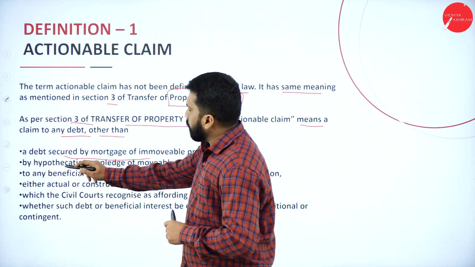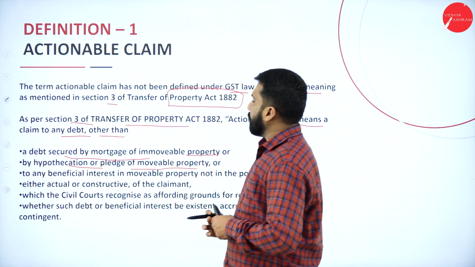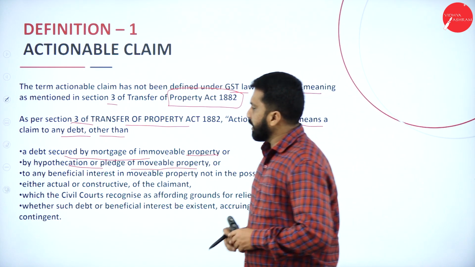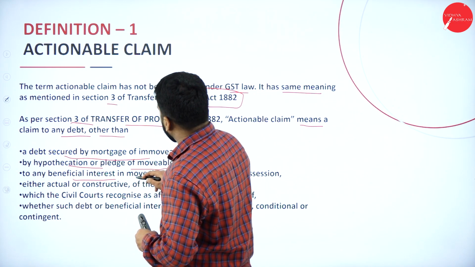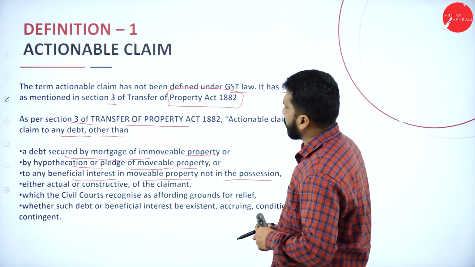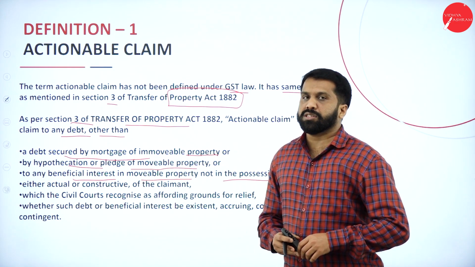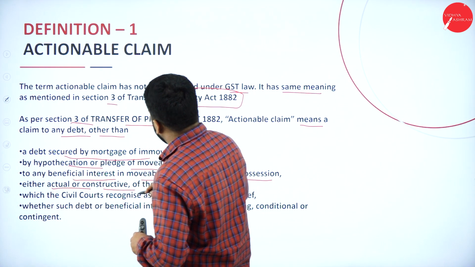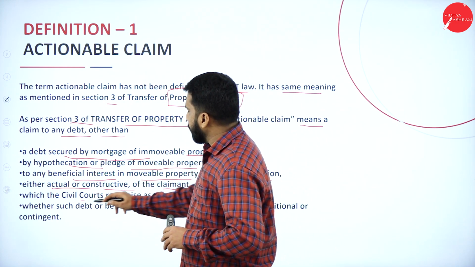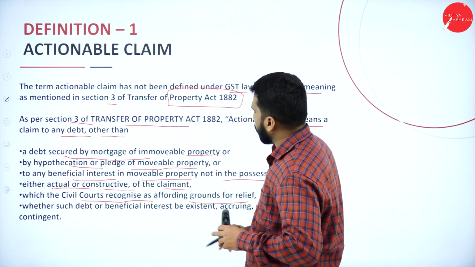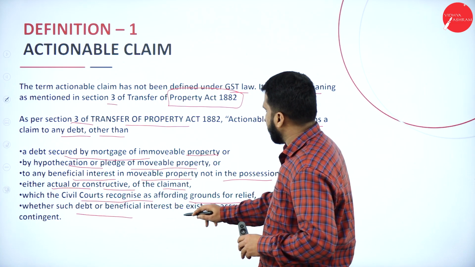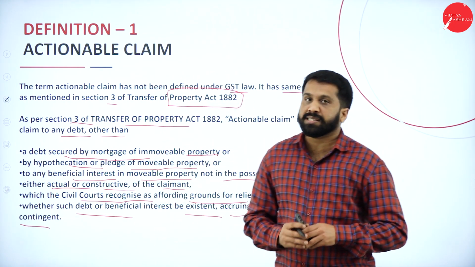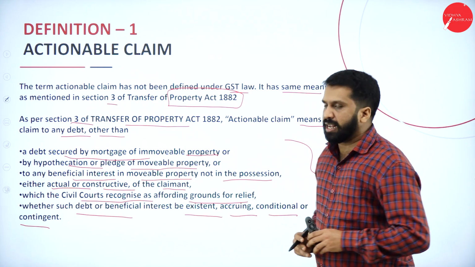Now, a hypothecation or pledge of movable property. Even though it is movable property, if you have done any pledge or hypothecation, you cannot take it as an actionable claim. Then, any beneficial interest in movable property not in the possession, either actual or constructive, of the claimant, and which civil courts recognize as affording grounds for relief, whether such debt or beneficial interest be existent, accruing, conditional or contingent. If the property is not in possession, then also we can't call it an actionable claim. Other than these things, we call it an actionable claim.